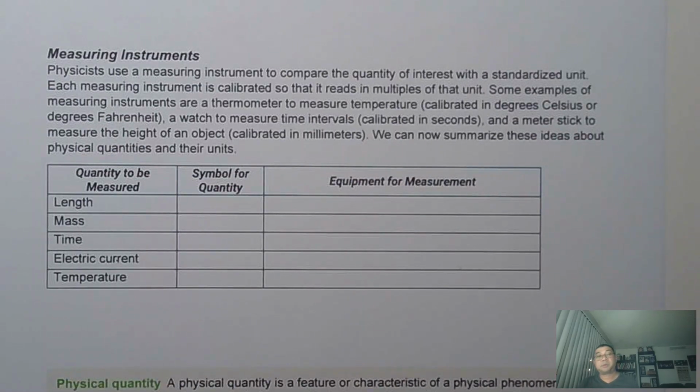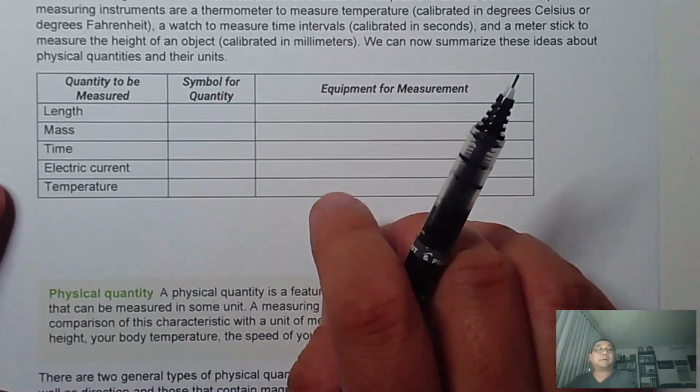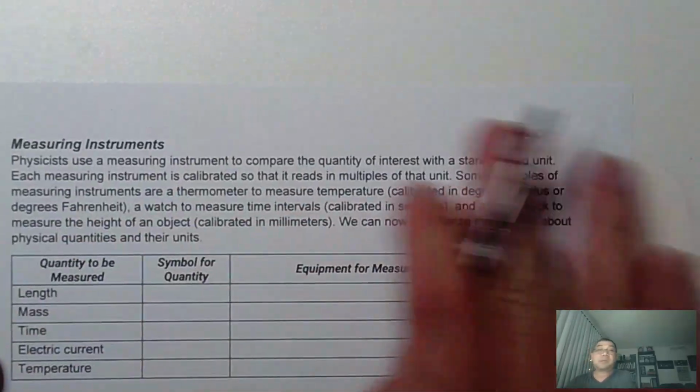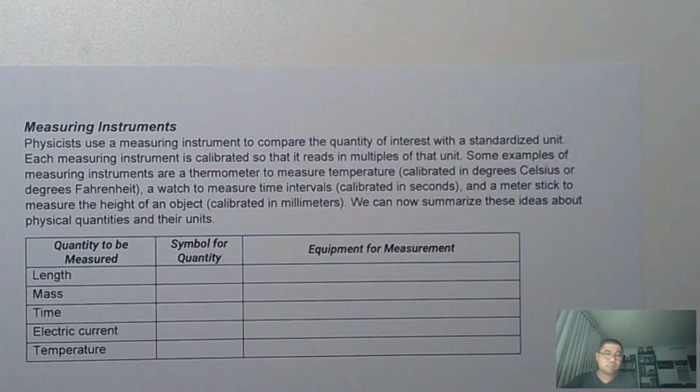Now, on page number 2, we're talking about measuring instruments or measuring devices. So again, let us start with length. I want you to read the sections on your own. Make sure that you understand the specifics. That's why it's there, not just for decoration.